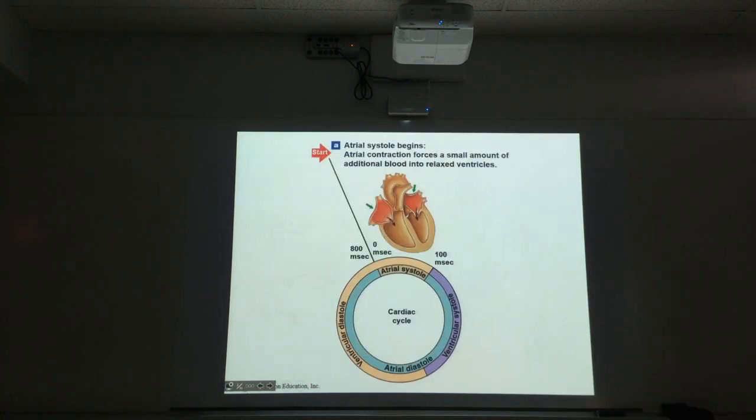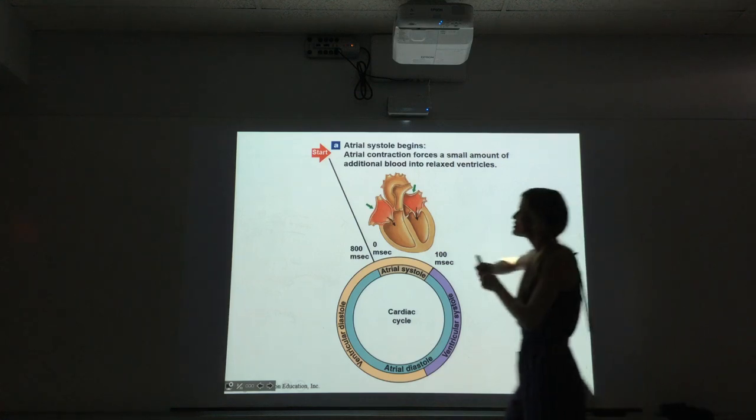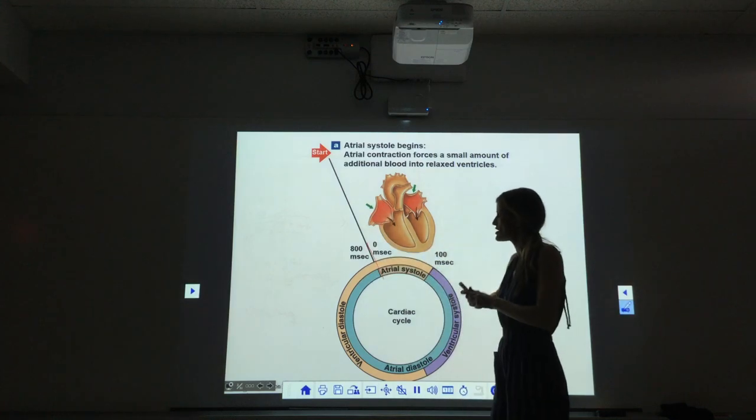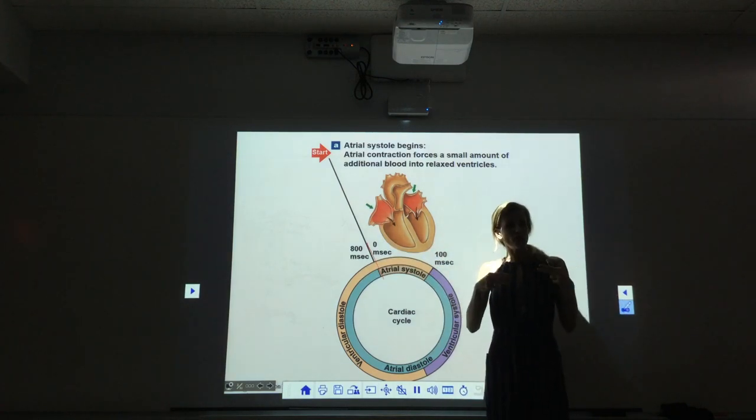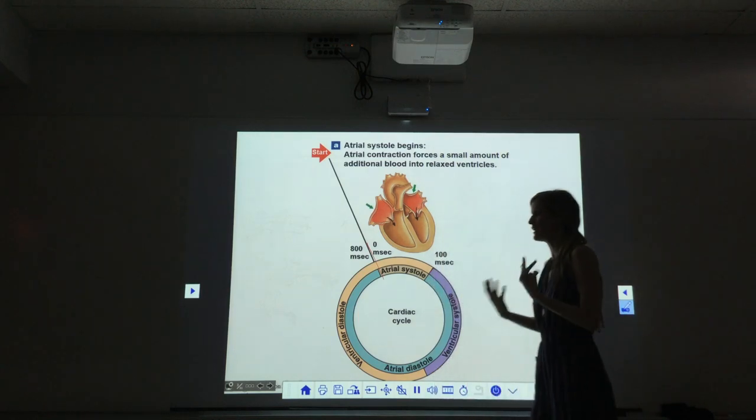We're going to walk through the whole process with these little pictures so we can visualize it. And then I have a couple slides where we add some terms and some values on there. Okay, so here's where we're starting. Again, we're talking about one full cardiac cycle, one heartbeat where your heart fills with blood and pumps that blood out.